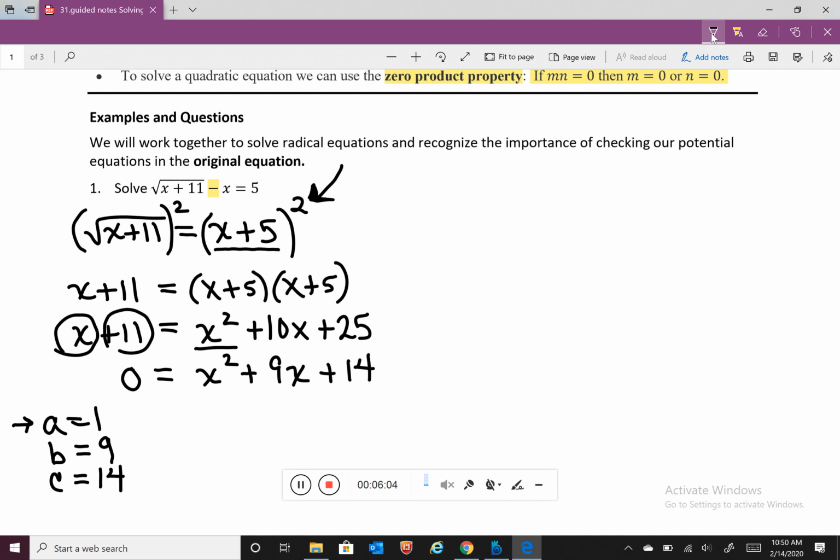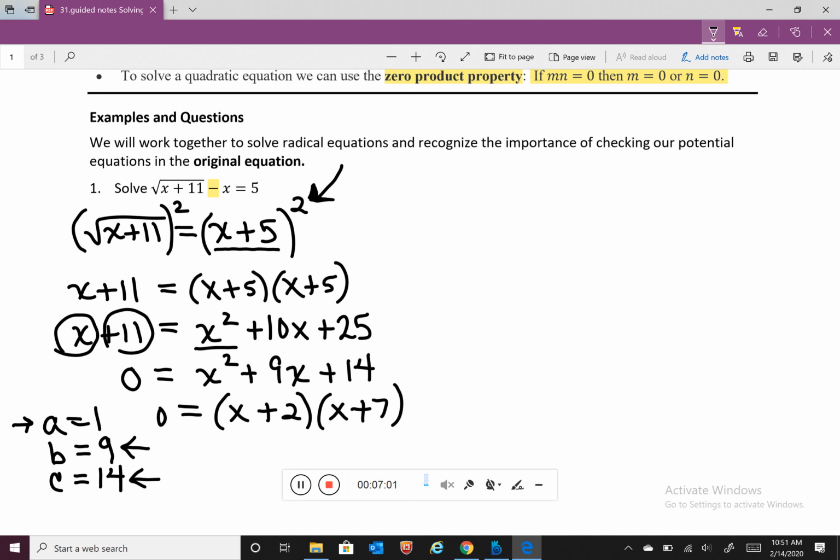And because A is 1, we can use the algorithm. What are factors of C that add to be B? So factors of 14 are 1 and 14, but that adds to be 15. But factors of 14 also include 2 and 7. And 2 and 7 does add to be 9. So that means this factors into the product of two binomials, x plus 2 and x plus 7. Take a few moments and recognize, if we were to redistribute this, this gives us x squared plus 7x plus 2x. That does give us our 9x and plus 14.